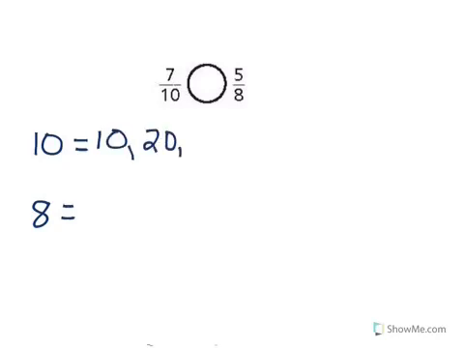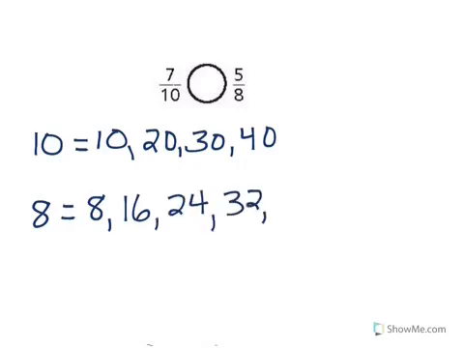Let's look at another example. Here we have 7/10 and 5/8. We have two different denominators, a 10 and an 8. So I'm just going to list some multiples. So 10, 20, 30, 40. Now I'm going to count by 8s. 8, 16, 24, 32, 40. So the first number I see in common is 40.